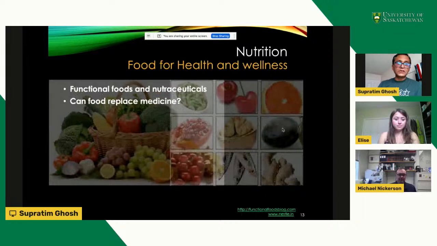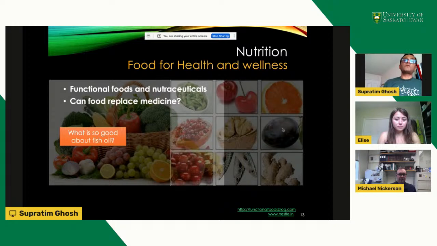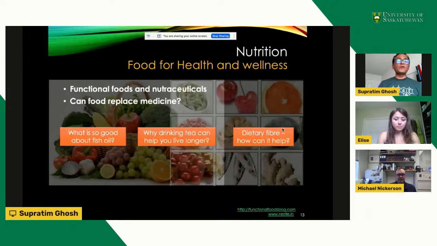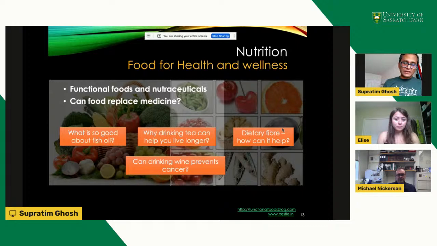Nutrition, food for health and wellness. Functional food is food that gives you more than just nutrition, it gives you additional health benefits. There is some debate: can food replace medicine? So we study what is so good about fish oil. What's in fish oil that keeps us healthy? Why can drinking tea help you live longer? Dietary fiber, we know it is good, but how is it good? How can it help? Can drinking wine prevent cancer? You can get the true answer by studying food science.